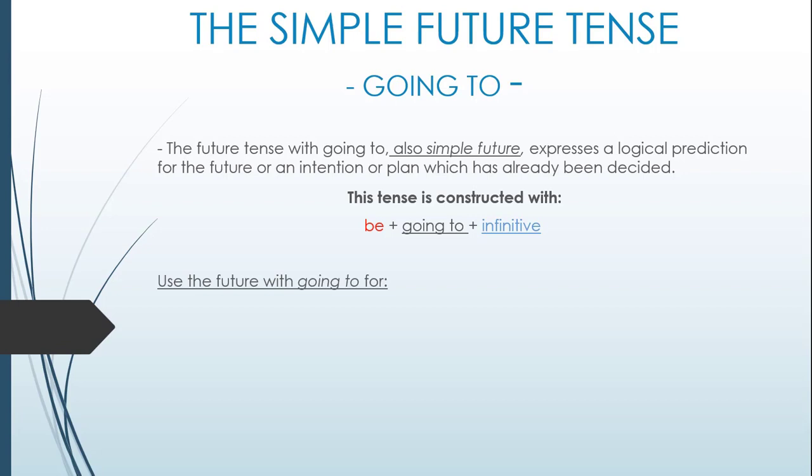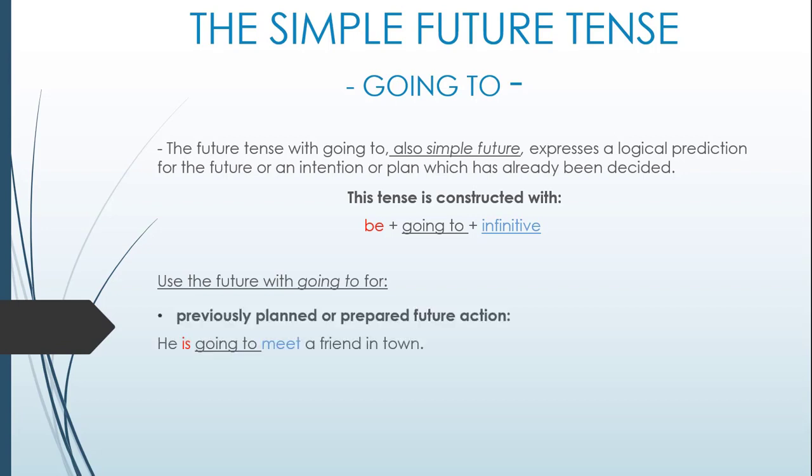Use the future with going to for previously planned or prepared future actions. He is going to meet a friend in town. If you remember, a couple of slides ago we were talking about spontaneous decisions. The difference when we use the simple future with going to is that we are talking about an action that we previously planned. We are planning to meet someone. So we will say, he is going to meet a friend in town.